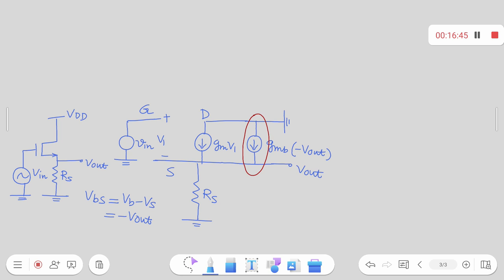This is connected between two terminals. One is the source, second one is the drain. Drain is connected to AC ground. Right? So this particular current source, forget about the direction, what is the magnitude of the current source? That is GMV times V out. Right? GMV times V out. And this current source is connected between two terminals whose voltage difference is equal to V out.